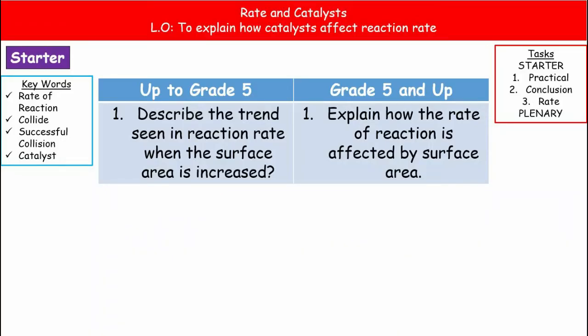What we're going to be doing in today's triple chemistry lesson is having a look at the effect of catalysts on the rate of reaction. To start us off, we've got our starter questions based around our previous lesson. Up to grade 5, question on the left; over grade 5 is your target, it's the question on the right. Get those answers written in your books for me. I'm going to give you about 2 minutes to do that today.